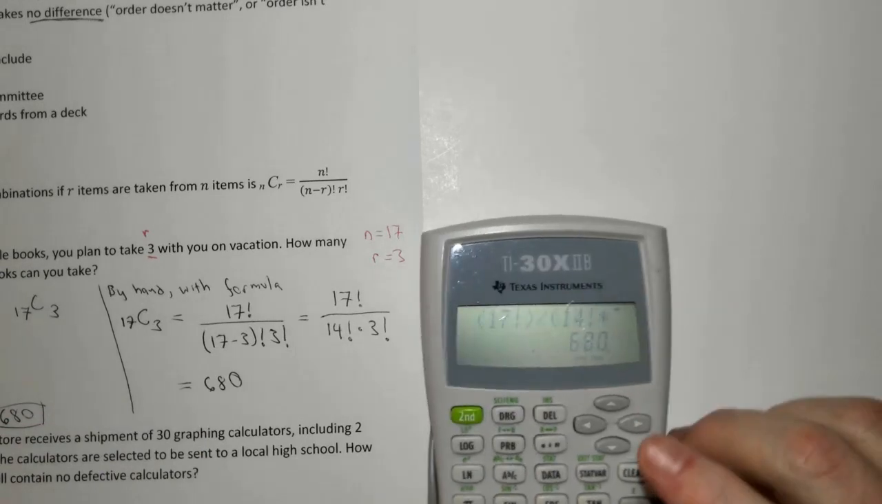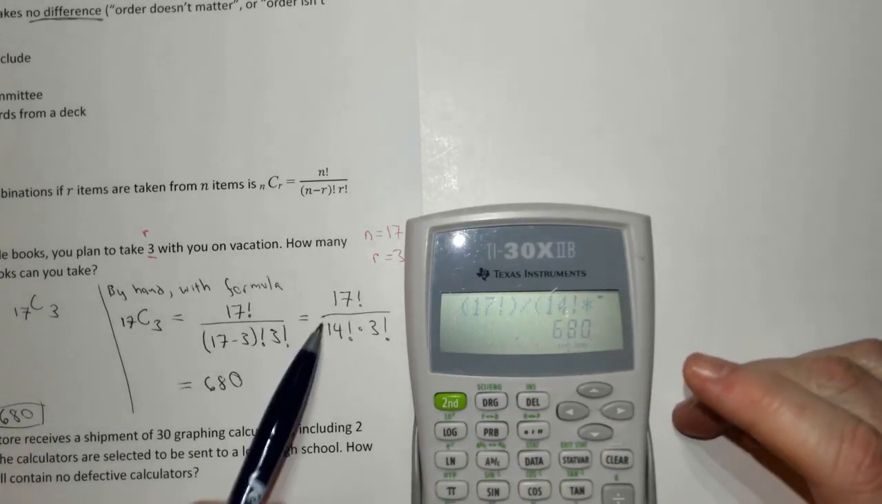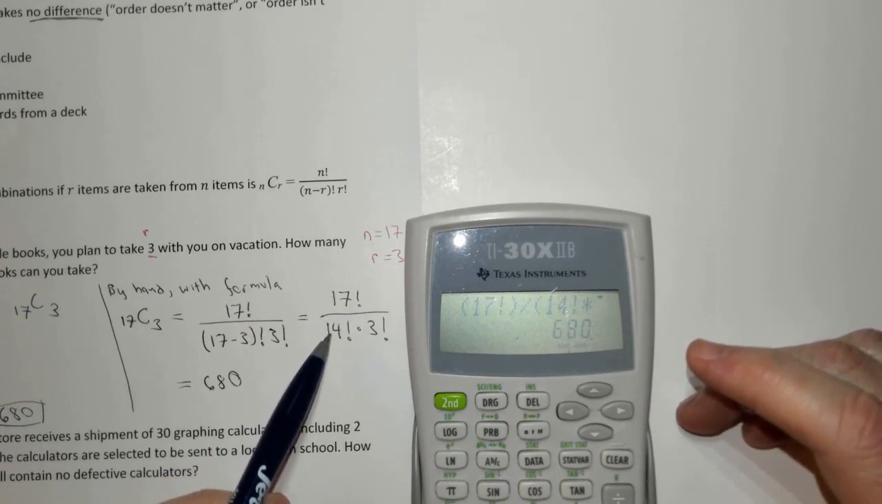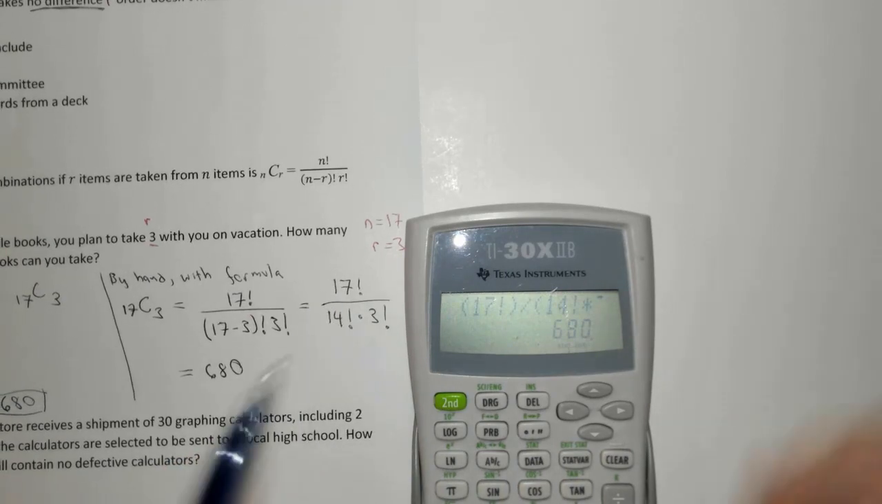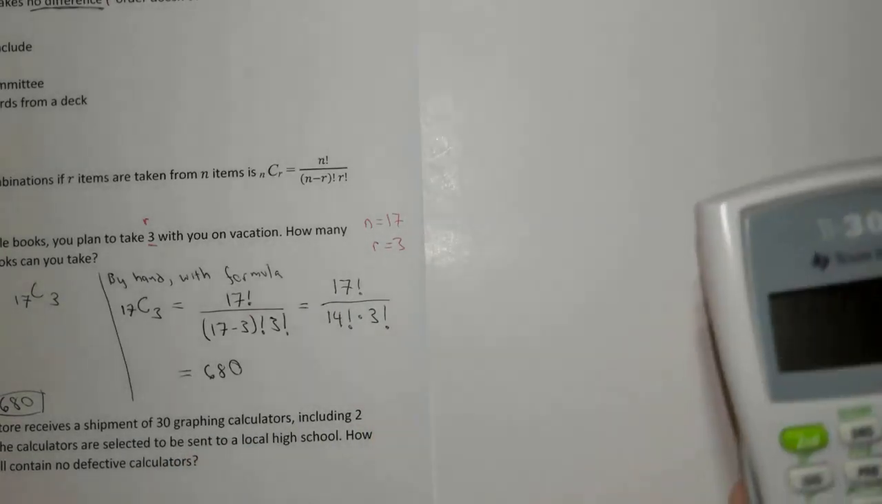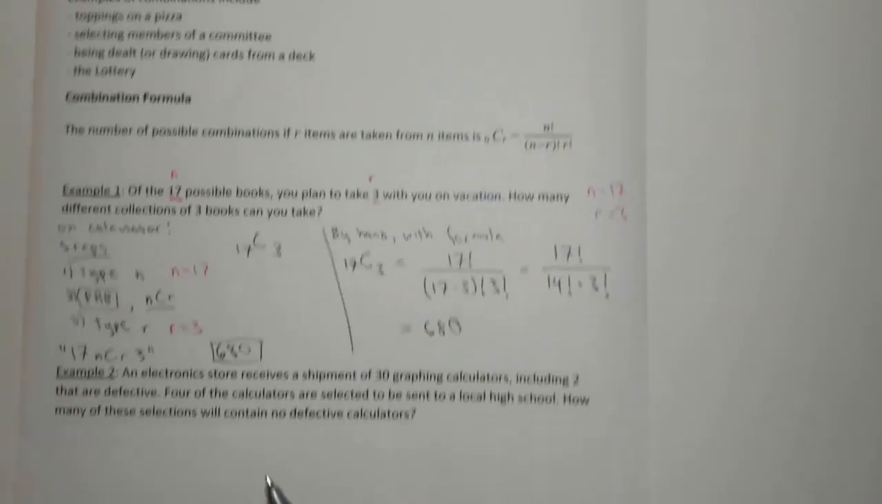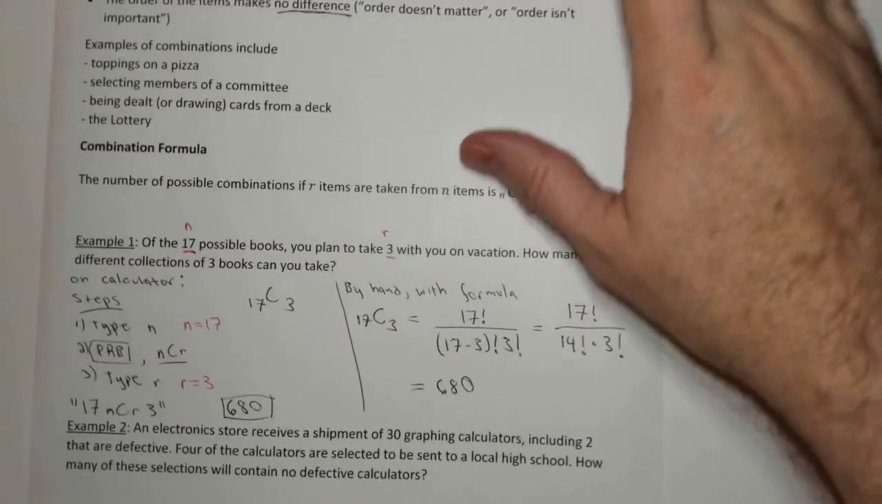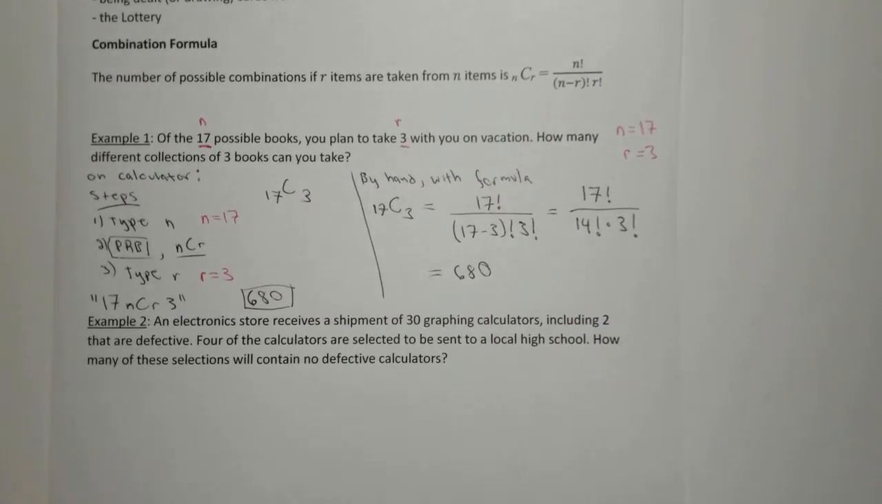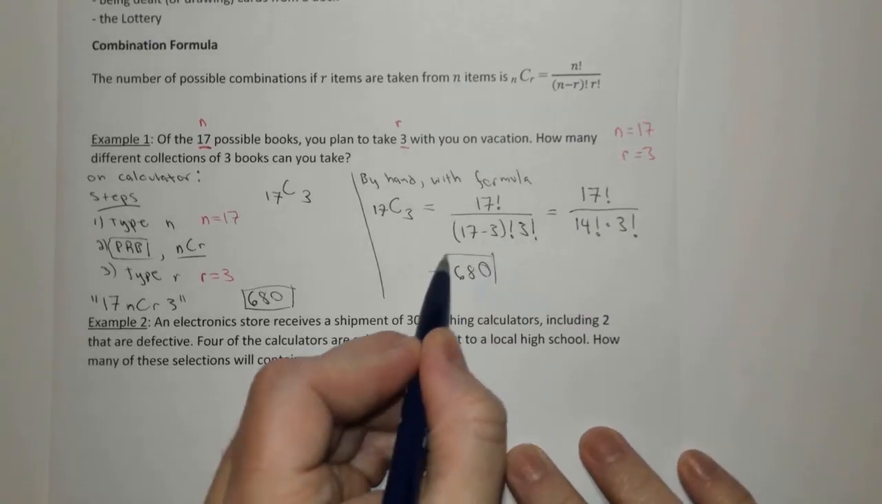If I try to do any other steps, like if I tried to clean this up, 17 factorial over 14 factorial, that adds another step. The more steps I add, the more likely it will be that I make a mistake. So if I can knock it out in 1 or 2 steps, maybe that's the best thing. But regardless, we get the same answer.